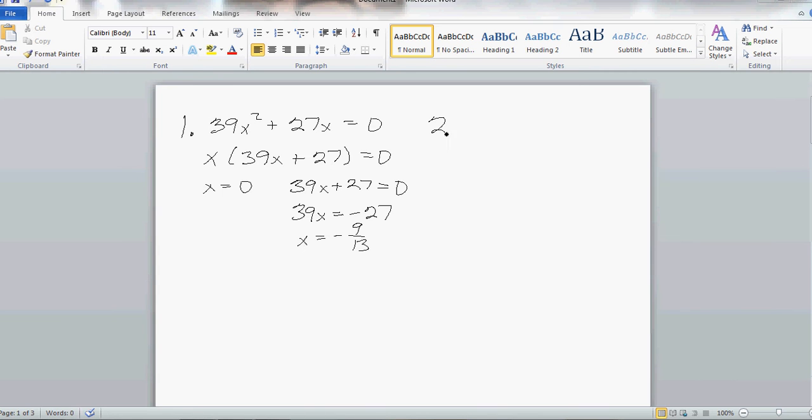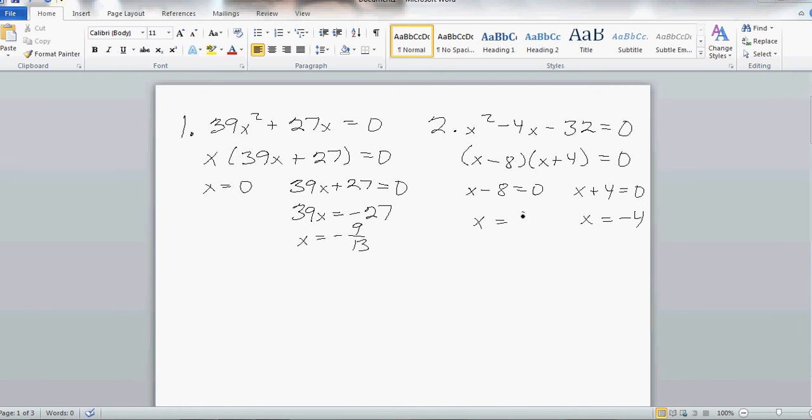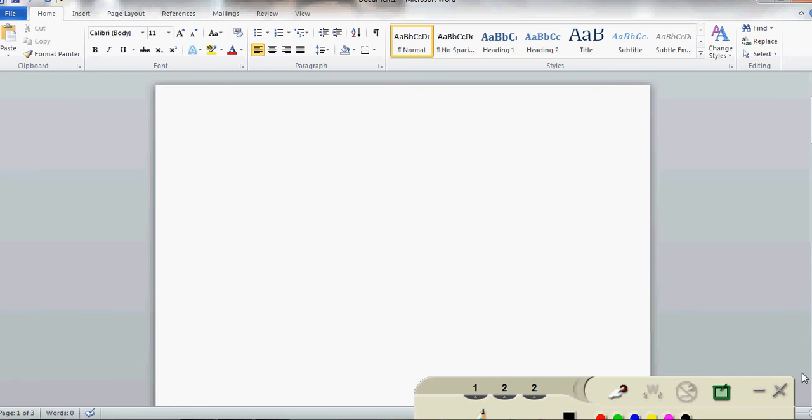Number 2, x squared minus 4x minus 32 equals 0. It's already set equal to 0, so we don't have to do anything there. But then we can immediately start factoring, and if we look at this, this is x minus 8 times x plus 4. And setting each one of those equal to 0, x minus 8 equals 0, or x plus 4 equals 0. So that means x would equal either negative 4 or x might equal 8.